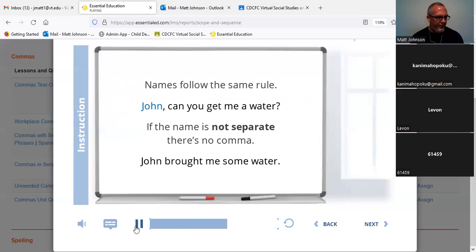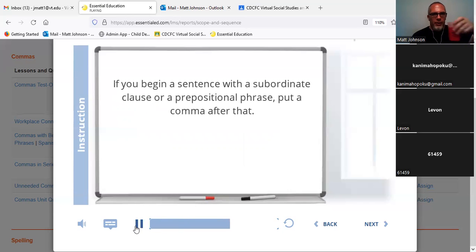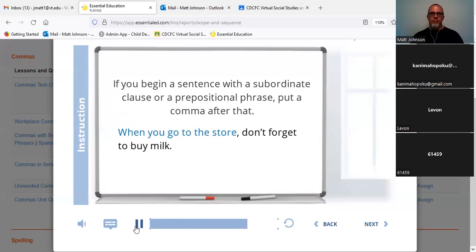Introduction doesn't just apply to words or short phrases. If you begin a sentence with a subordinate clause or prepositional phrase, put a comma after that, too. Remember, the comma shows the reader where the independent clause begins. When you go to the store, don't forget to buy milk. In the future, all cars will be self-driving.